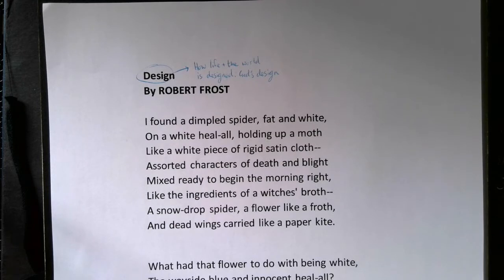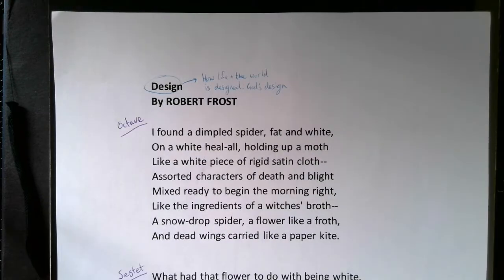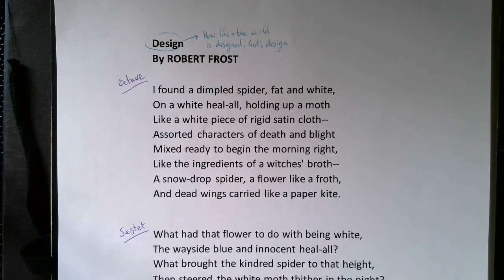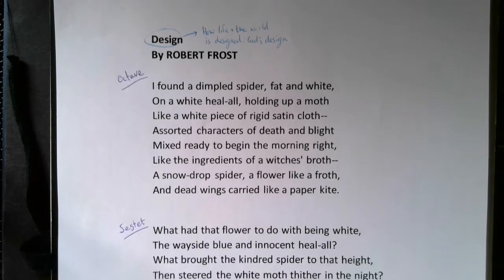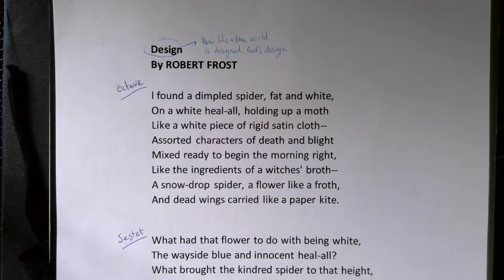The title Design relates to the idea of how life and the world is designed, or you could say God's design. And I think in this poem, Robert Frost is questioning that concept of design. The poem is made up of an octave and a sestet, meaning an 8-line stanza and a 6-line stanza. Each of these are all done roughly in an iambic pentameter.